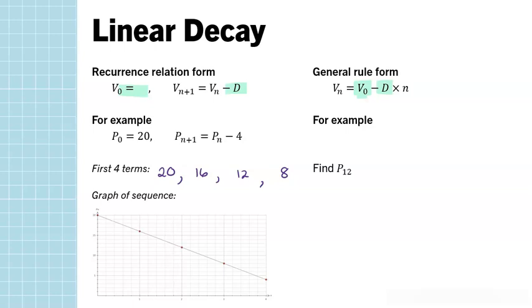So picking up our example here from Pn, we would find that Pn is equal to our initial term 20 minus the value of 4 times n. And so in this case, when we're wanting to find P12, again, where we see n, we are substituting in the number 12. So in this case, 20 minus 4 times 12, which would give us a value of negative 28.